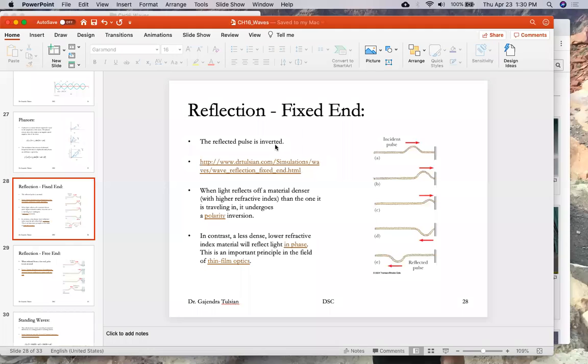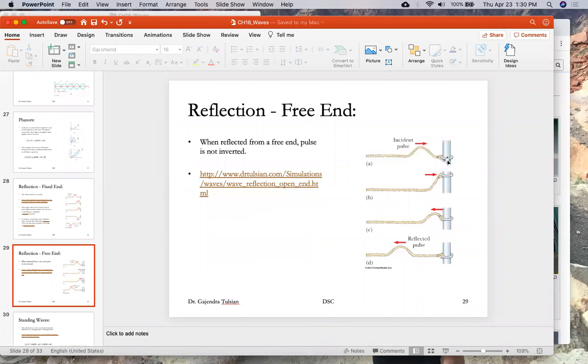So we simplify this subject, and here's how we'll deal with it. Here's a string, and this end is attached to a wall. You send a pulse down, and this wall will reflect this pulse. And when it reflects this pulse, you see the positive pulse has become a negative pulse. And if this end were free to move, a positive pulse upon reflection remains positive.